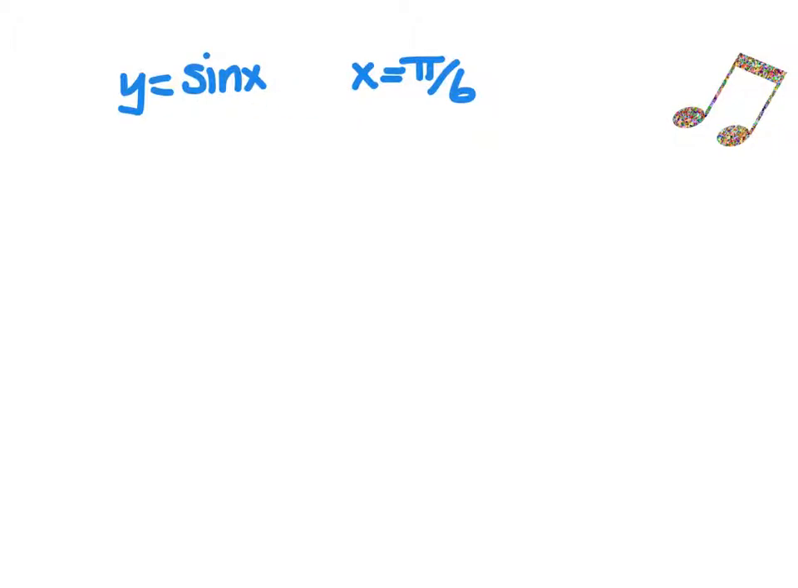Then I need a gradient. To get the gradient, I'm going to differentiate, because that gives me an expression for the gradient. I'll substitute in the x value, and then I'll be able to use y minus b equals m(x minus a). So firstly, let's find that y coordinate. So x is pi over 6, y is the sine of x, so it's the sine of pi over 6.